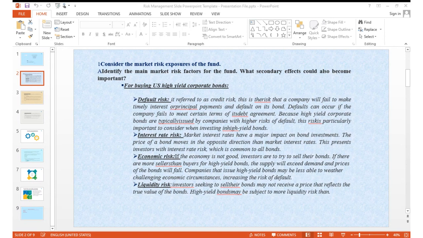Regarding the risk management framework, there are some steps, like risk identification, risk assessment and mitigation, and then risk monitoring and reporting. The last one is risk governance. I think it is not necessary to go into detail.